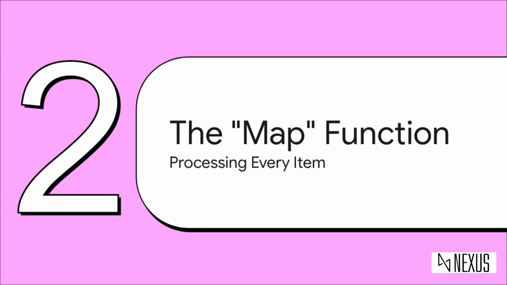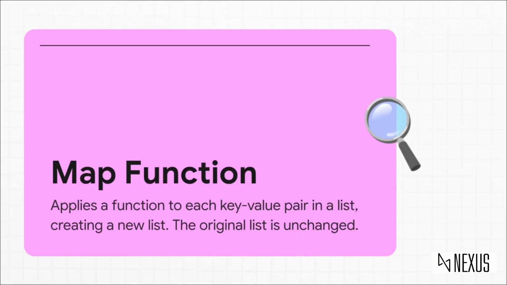The solution starts with the first of our two heroes, the map function. You can think of map as the first wave of the attack. It's all about applying one single simple operation to every single item in a gigantic list. So the textbook definition says the map function takes a list, applies some function to every key value pair in it, and then spits out a brand new transformed list.